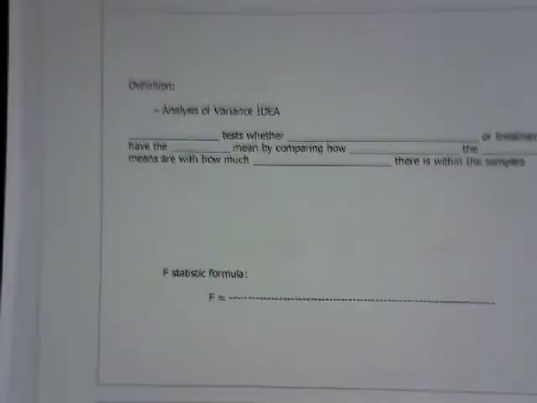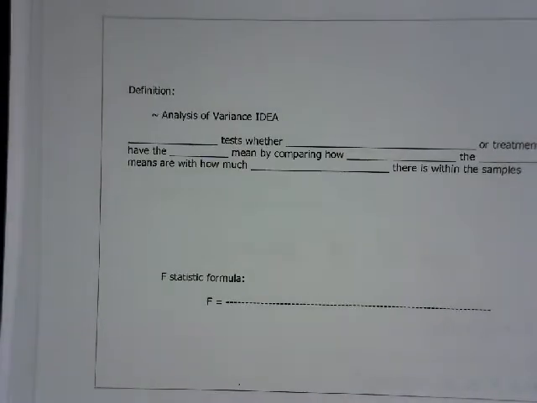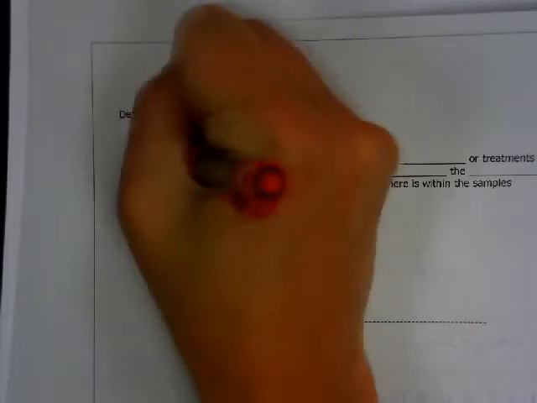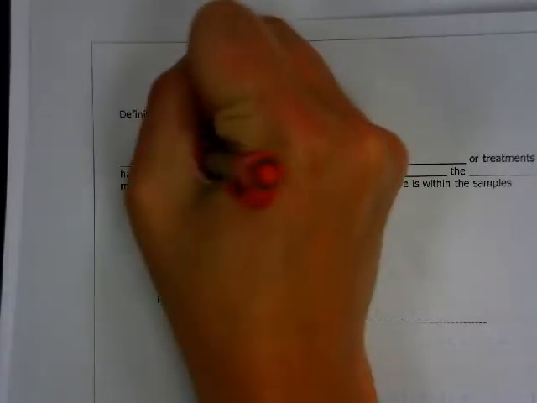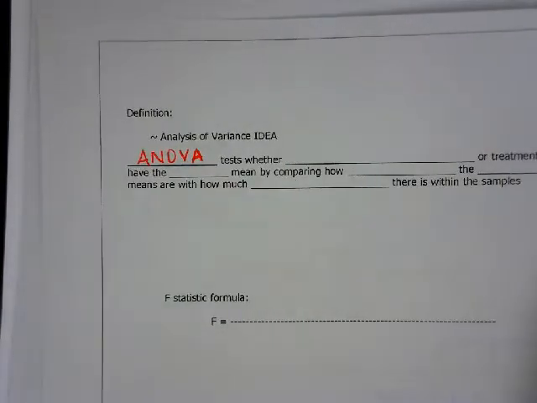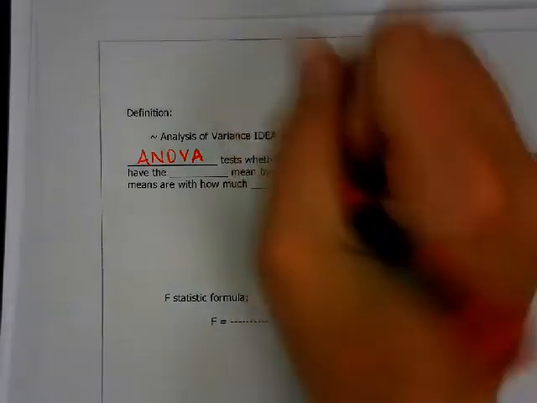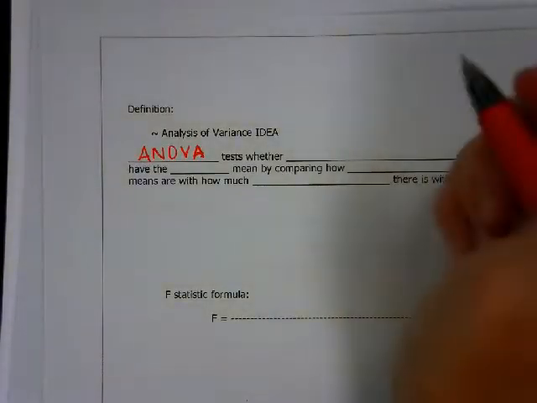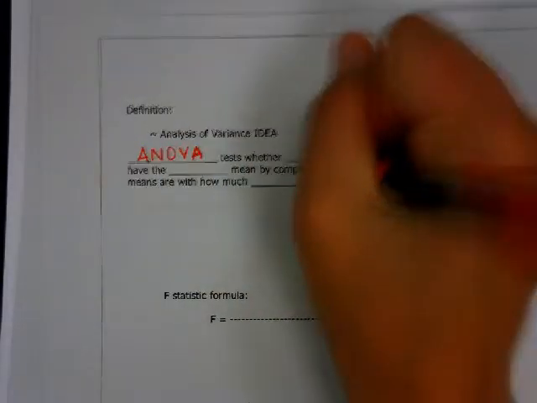Okay. All right, some definitions first. So, the analysis of variance idea. ANOVA, some people say ANOVA. I'm going to say A because that's Zachary. What did Zachary do? He was falling asleep. Zachary, do not fall asleep.